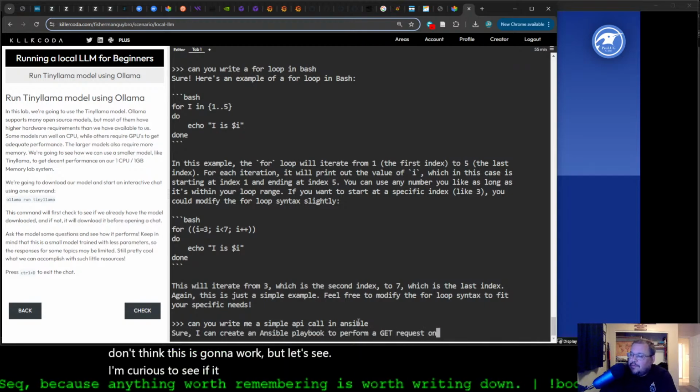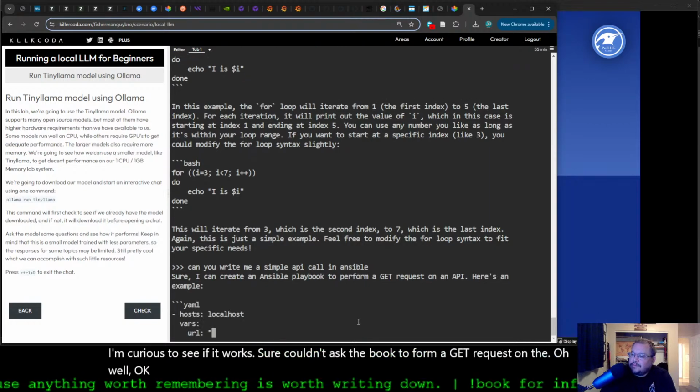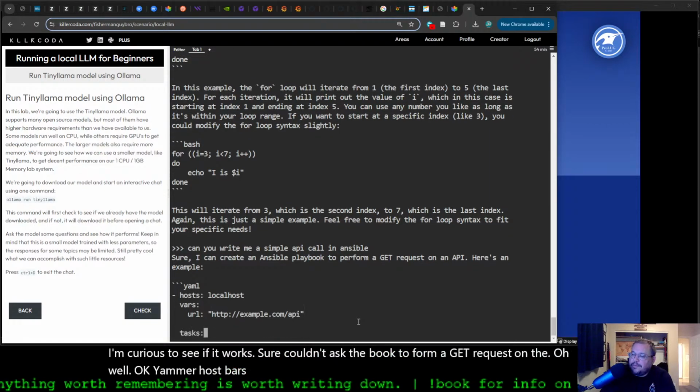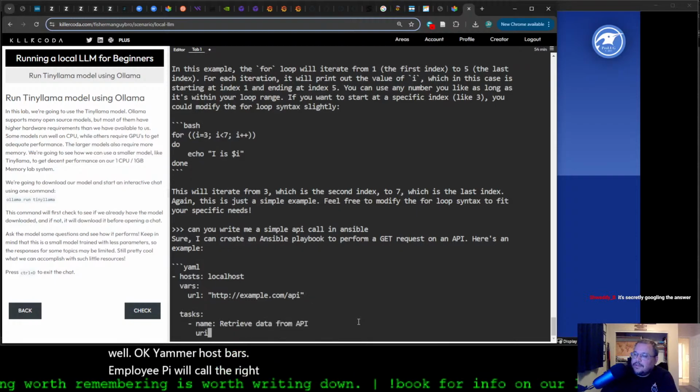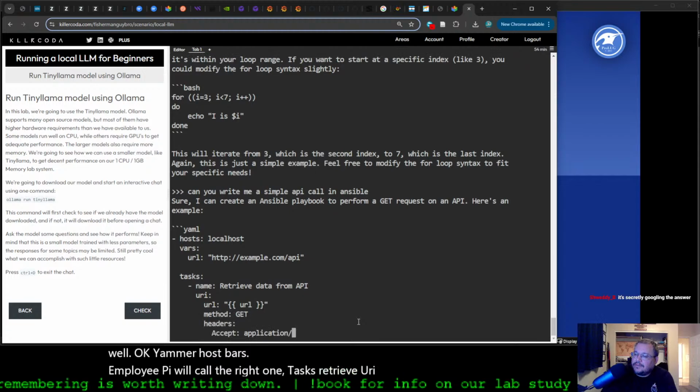Sure, it can create an Ansible playbook to perform a GET request on the... Oh, well, okay. YAML, hosts, vars, sample API, we'll call the right one. Tasks, retrieve, URI. Okay. Method, GET, headers, accept.